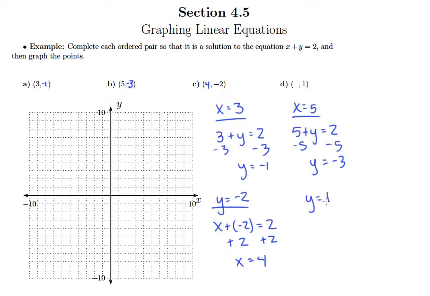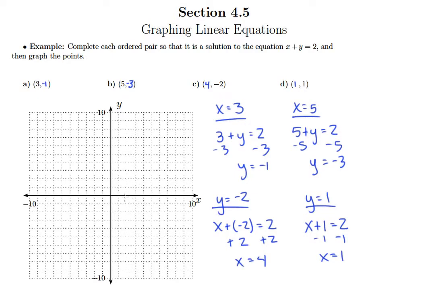And finally, what happens when y equals 1? Well, x plus 1 equals 2. We can subtract 1 from both sides. X equals 1. All right. So now we have 4 different ordered pairs. Now I can graph each one of these.